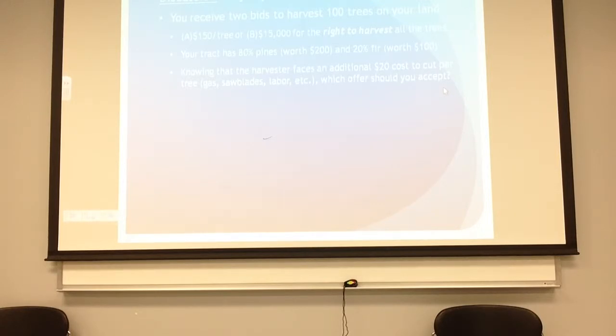Royalty rates. You receive 2 bids to harvest 100 trees on your land. $150 per tree or $15,000 for the right to harvest all the trees. Your tract of land has 80% pines worth 200 and 20% fir worth 100. Knowing that the harvester faces an additional cost of 20 to cut per tree, which offer should you accept?